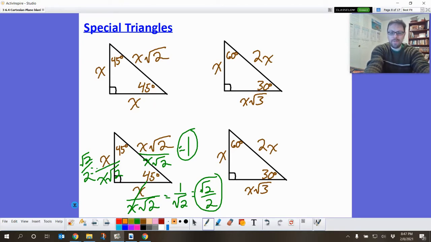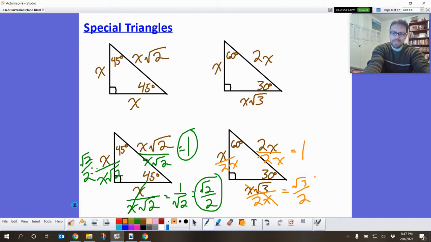Again, I want to do the same thing with 30, 60, 90s. I want to make my hypotenuse right here equal to 1, for reasons that are coming soon, next chapter. So that 2x, I want to divide it by something to make it a 1. Well, that's easy. Divide it by itself, 2x. So let's divide all of these by 2x, because I've got to do the same thing to all the sides. Here, these two x's cancel out, and we're left with the root 3 over 2.